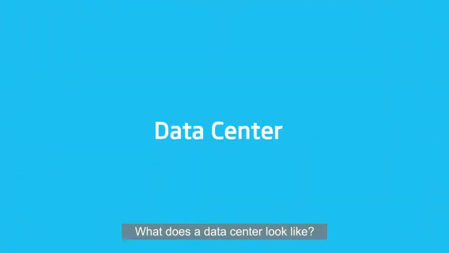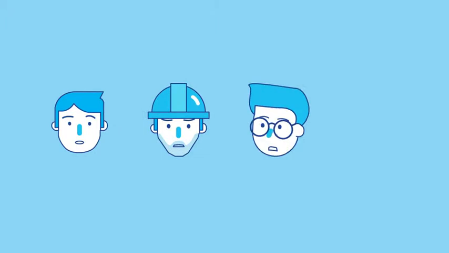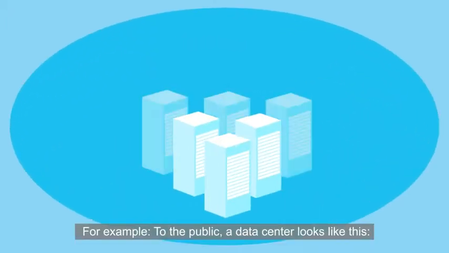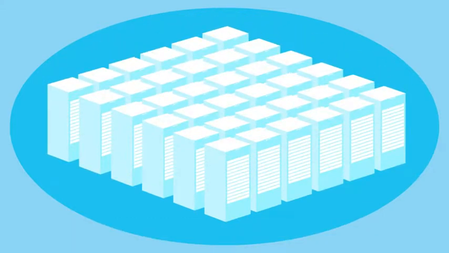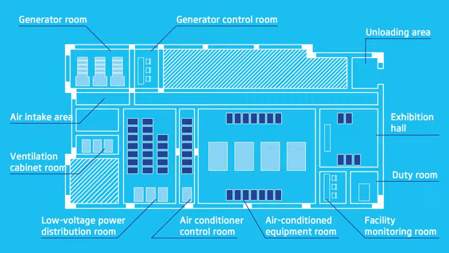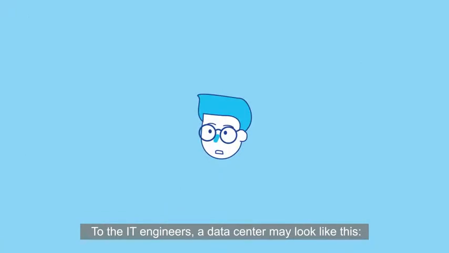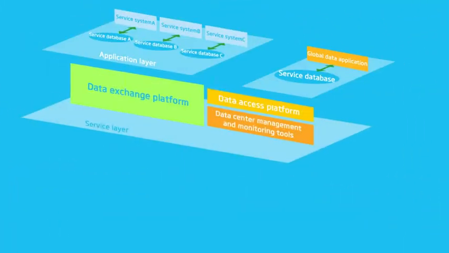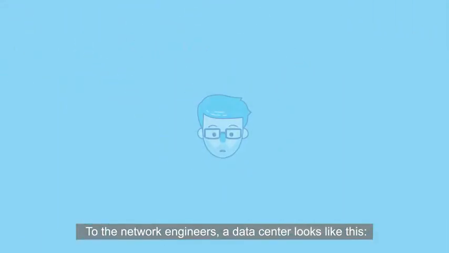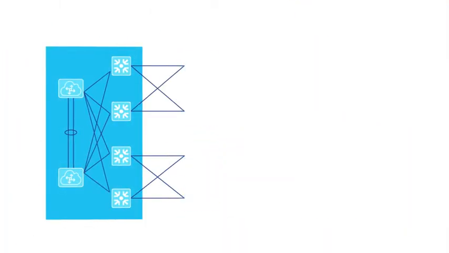What does a data center look like? The answer depends on who you are. For example, to the public, a data center looks like this. To the installation personnel, a data center looks like this. To the IT engineers, a data center may look like this. To the network engineers, a data center looks like this.